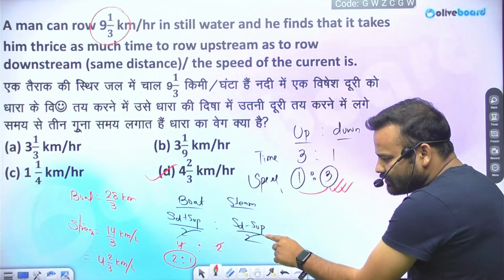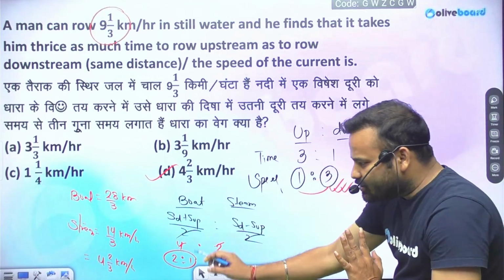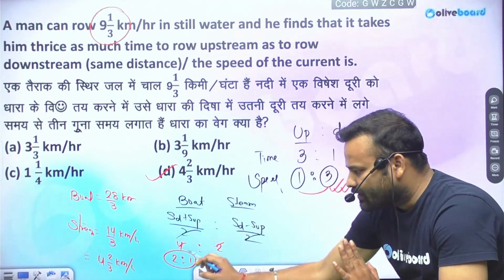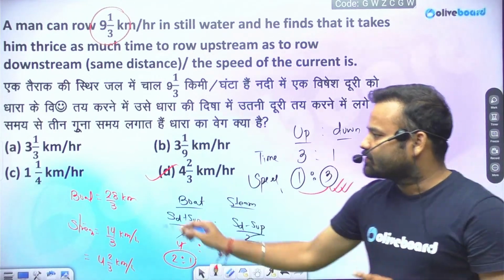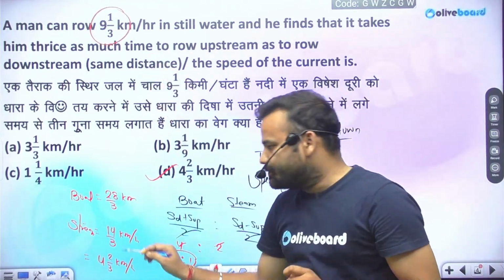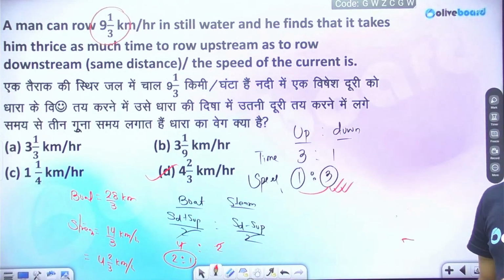3 minus 1 is 2 by 2. So I got the ratio of boat to that of stream in the ratio of 2 and 1. So boat is having twice the speed of stream. The speed of boat was mentioned, that is 28 by 3. So the speed of stream will be 42 by 3.